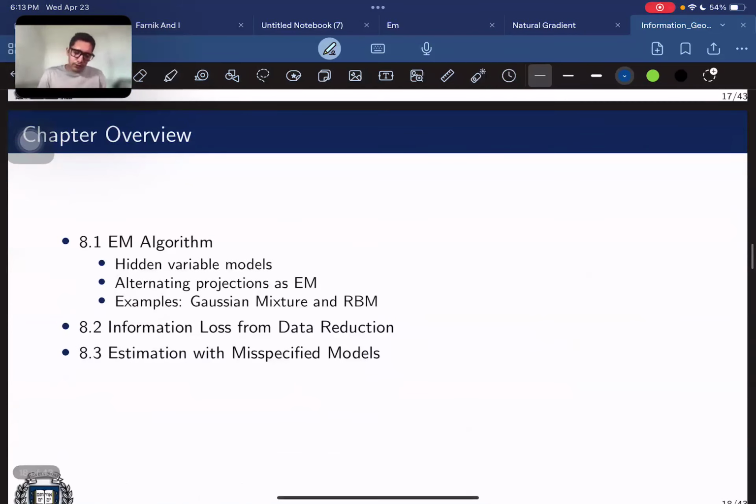Okay. Now I want to go ahead and talk about the expectation maximization algorithm and its interpretation via information geometry. Any questions?